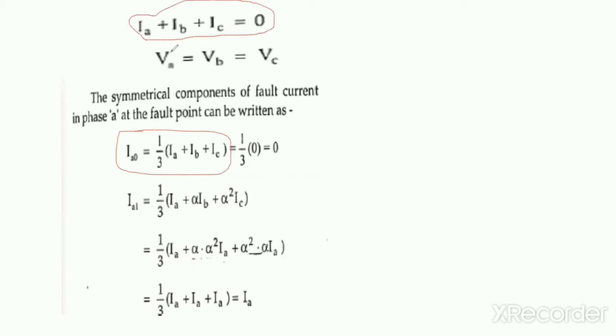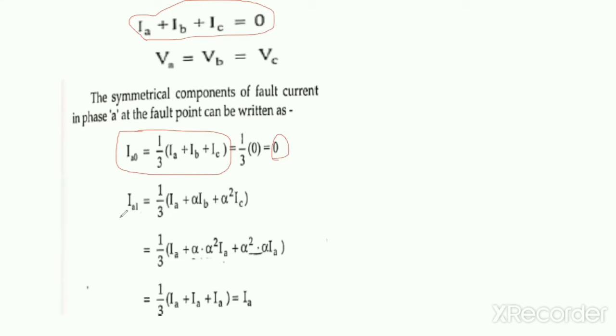Therefore, we are substituting IA plus IB plus IC is equal to 0. Why? Because the fault is obtained in between the three phases, the three lines. Therefore, that will be equal to 0. Then what is the IA naught value? IA naught is equal to 1 by 3 into 0, that will be equal to 0.